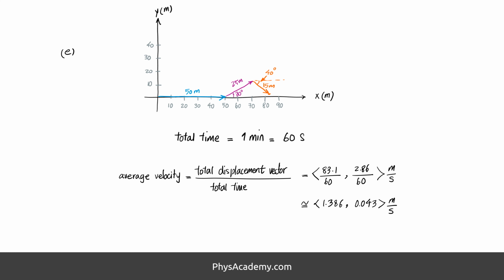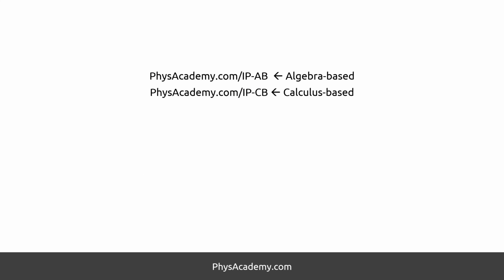Velocity considers the direction of motion, therefore, we divide the displacement vector by the total travel time to find the average velocity. In this case, the average velocity is 1.386 meters per second along the x-axis and 0.043 meters per second along the y-axis.